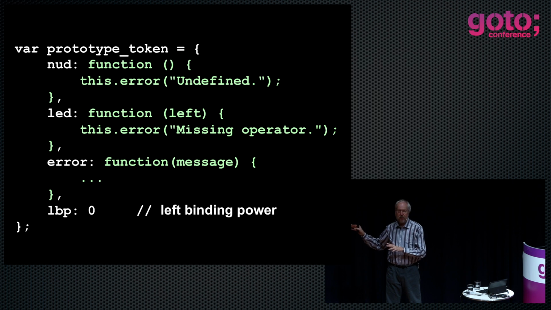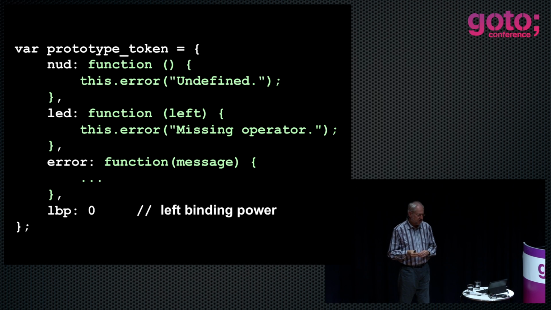So here is the prototype token. This is where our tokens are going to start. It will have the default nud and led functions, which will just cause errors. If you get to this and these methods haven't been overridden, then the default is to produce an error. It'll also have an error method, which will produce error messages. So if we find an error as we're parsing, we can call the error method of the particular token that caused the error, and that will give us a proper message. And it will also have the default left binding power. So this is the precedence of this thing. So something which doesn't already have a specific power will inherit 0.